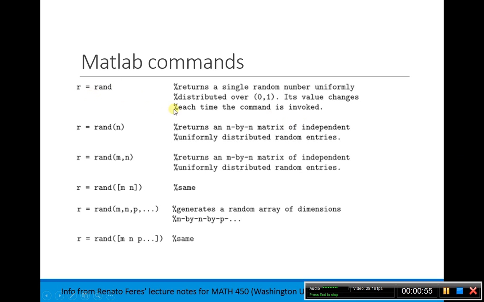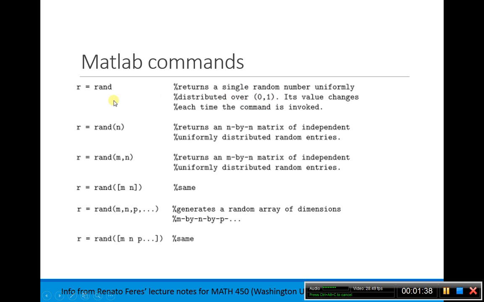So here, if you just want one random number, this is a random number from a uniform distribution. Remember the formula for a uniform distribution. A uniform distribution over 0 and 1 means you're equally likely to pick any of the numbers between 0 and 1. So this is a continuous uniform distribution. This cannot be used if you want to draw from a normal distribution, an exponential distribution, or any other distribution. If you want a random number from another distribution, you have to use a different command. So this is just a single random number from a uniform distribution over the interval 0 to 1.